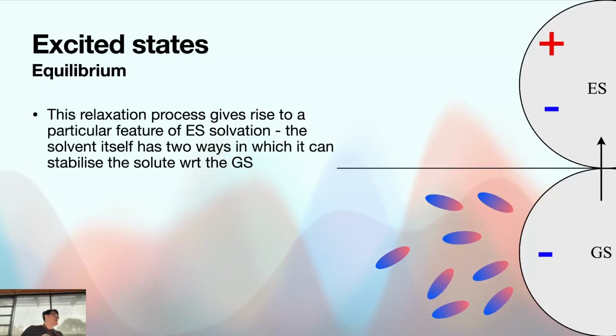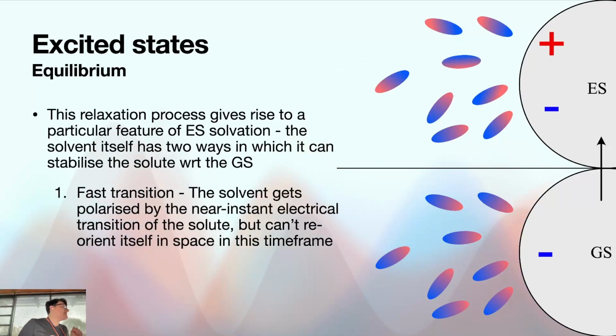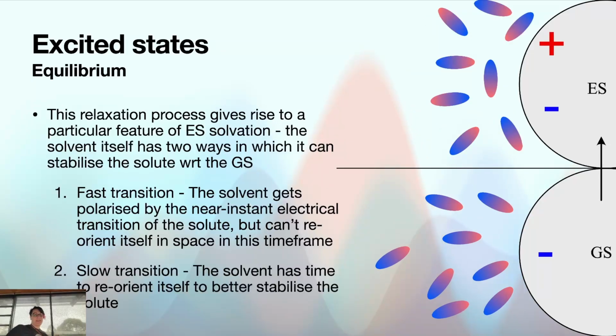This relaxation process gives rise to a particular feature of excited state solvation, that the solvent itself has two ways in which it can stabilize the solute with regards to the ground state. The first is the fast transition. This is when the solvent gets polarized by the near instant electrical transition of the solute, but can't reorient itself in space in this time frame. And the second is the slow transition. The solvent has time to reorient itself to better stabilize the solute.